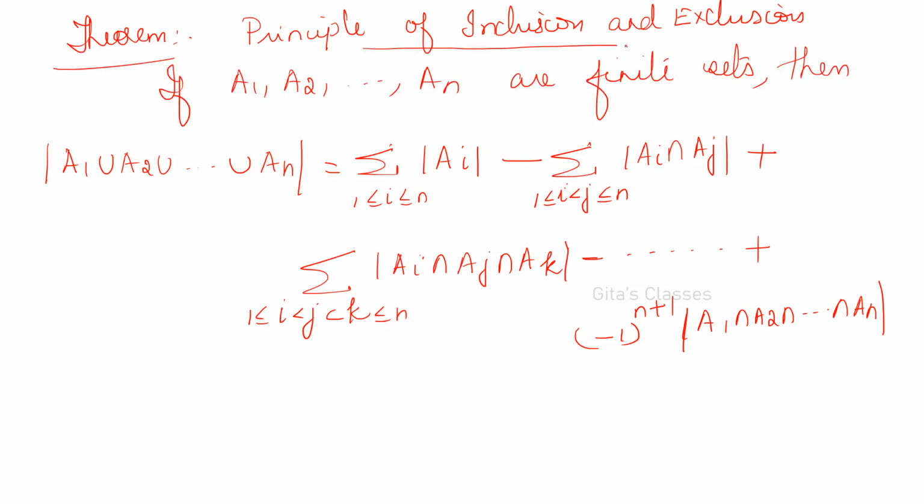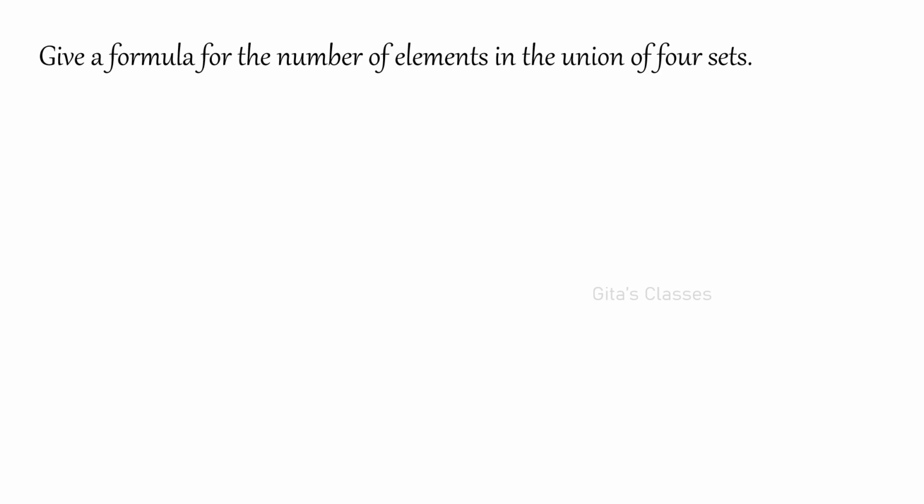Now you can substitute A1, A2, A3 and so on. Even this can be asked: give a formula for the number of elements in the union of 4 sets. What do you mean by number of elements? Cardinality. So what are the sets? Let us write A1, A2, A3, A4.